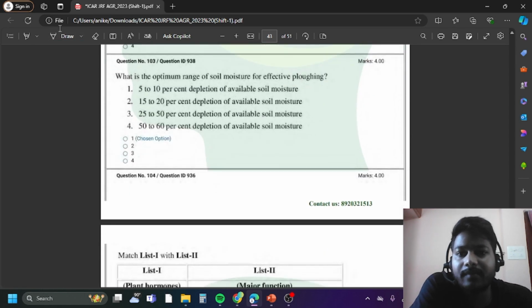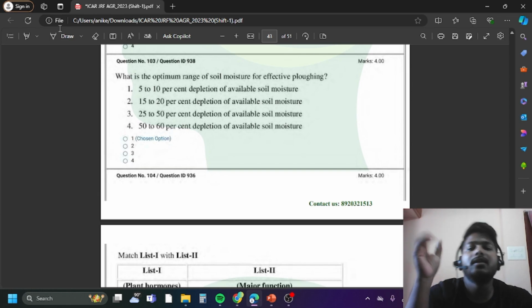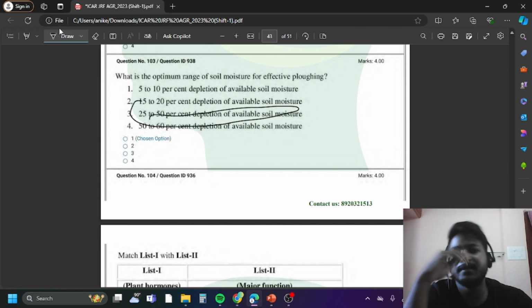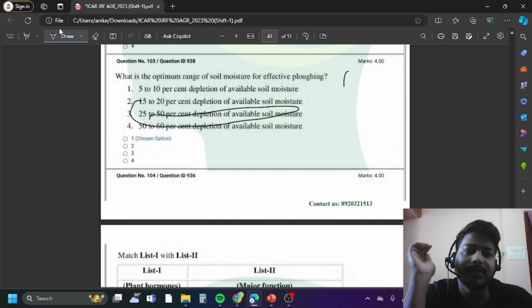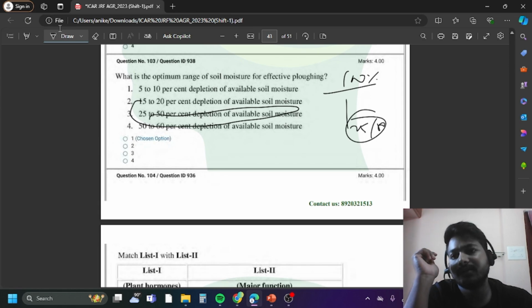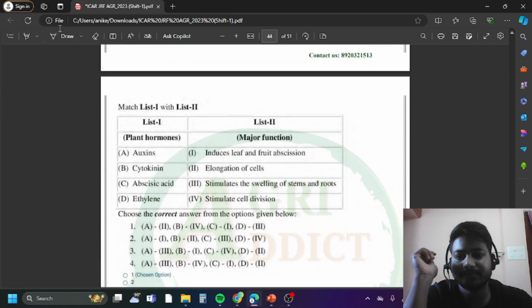Which is the optimum range of soil moisture for effective plowing? Okay, plowing के लिए optimum range of soil moisture क्या होना चाहिए? That is 25 to 50% depletion of the available soil moisture. Means when the soil is saturated, that is 100%. So when it decreases to 25 or 50, that is the best for the plowing.